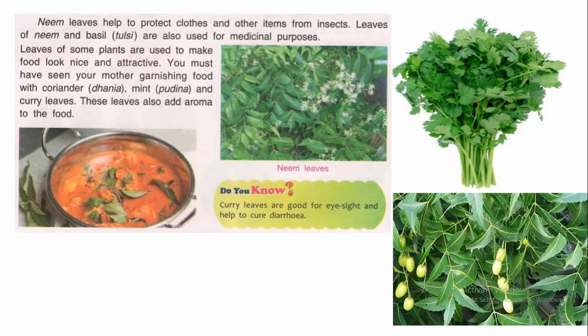Leaves of some plants are used to make food look nice and attractive. You might have seen your mother garnishing food with coriander, that is called dhania, mint, pudina and curry leaves. These leaves also add aroma to the food. Aroma means nice smell.